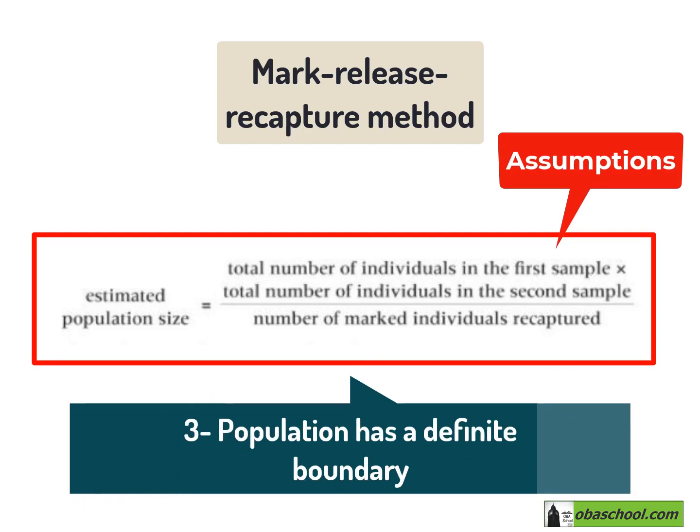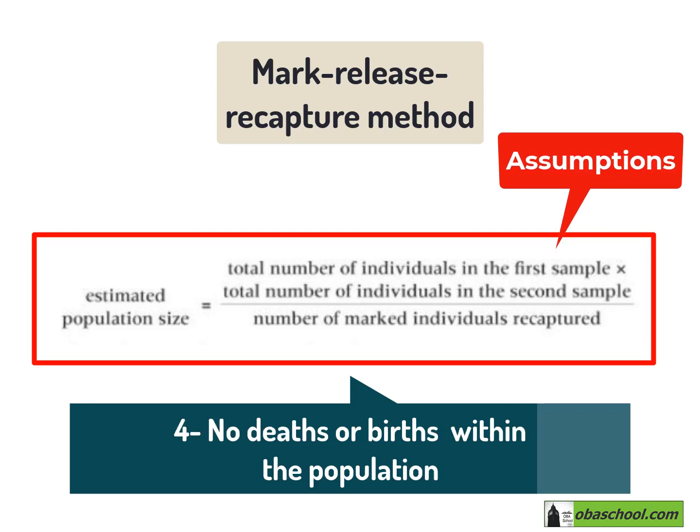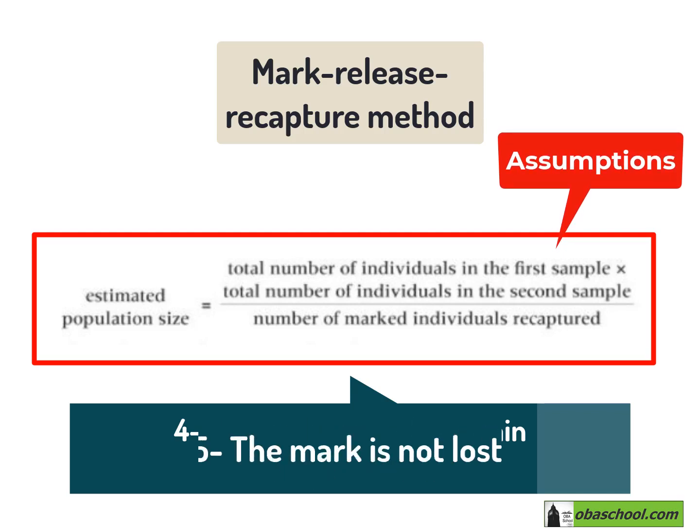They also assume that the population has a definite boundary so that there is no immigration into or emigration out of the population. Also, they assume that there is little death and birth within the population. And finally, they assume that the mark or the label is not lost or rubbed off during the investigation.